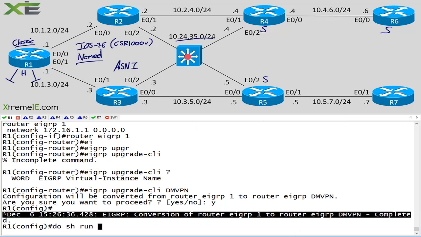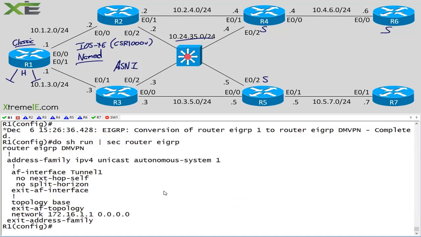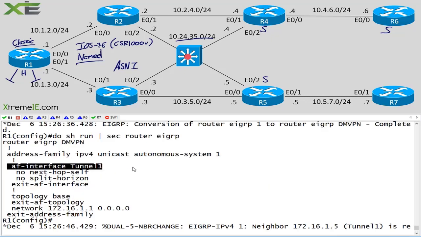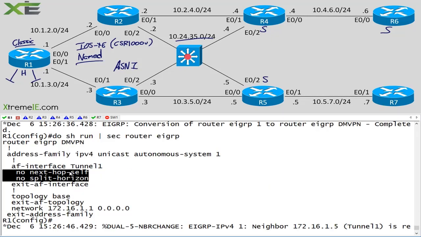So let's do show run section router EIGRP. And what you'll see is that it automatically created my address family tunnel interface, and it automatically put in the no next hop self and the no split horizon.